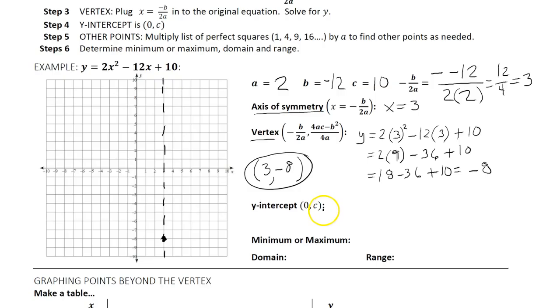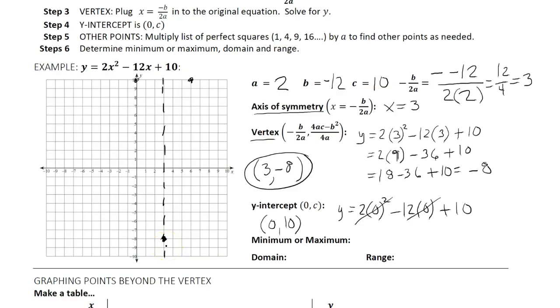Now to find the y-intercept. The y-intercept is always 0, c. So in this case it's going to be 0, 10. The reason for this is because when we fill in 0 for x, we get y equals 2 times 0 squared minus 12 times 0 plus 10, leaving just 10. Fill in the y-intercept and a symmetrical point the same distance away on the other side.